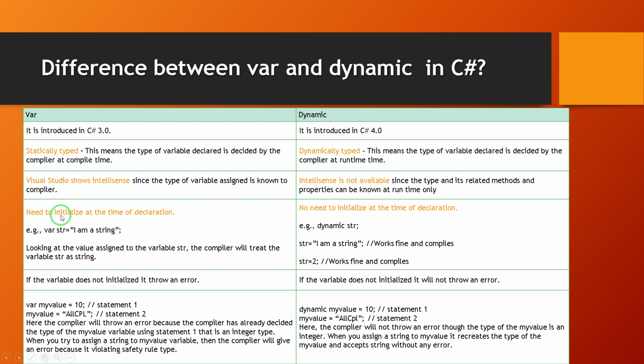Next difference, var needs to be initialized at the time of declaration. We already checked in examples. In this example, var string equal to "I am a string", it is compulsory to initialize the variable. But in case of dynamic, no need to initialize at the time of declaration, like dynamic string, and in the next line we assign the value to the variable, and we can also change the data type of the variable.